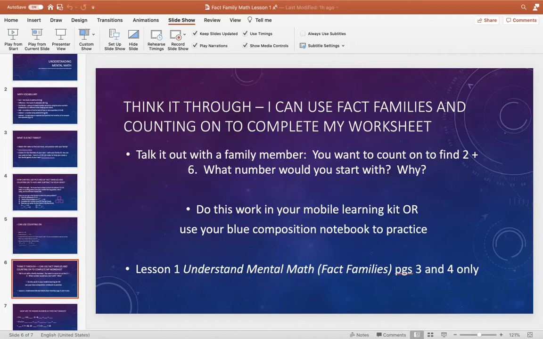A good mathematician can explain their strategy. And you know what? There's not just one way of doing math. There are multiple ways, and you're learning them now. You're learning multiple ways, and it just takes practice to get better. And as long as you get the correct answer and you can explain your strategy, that is a good mathematician.